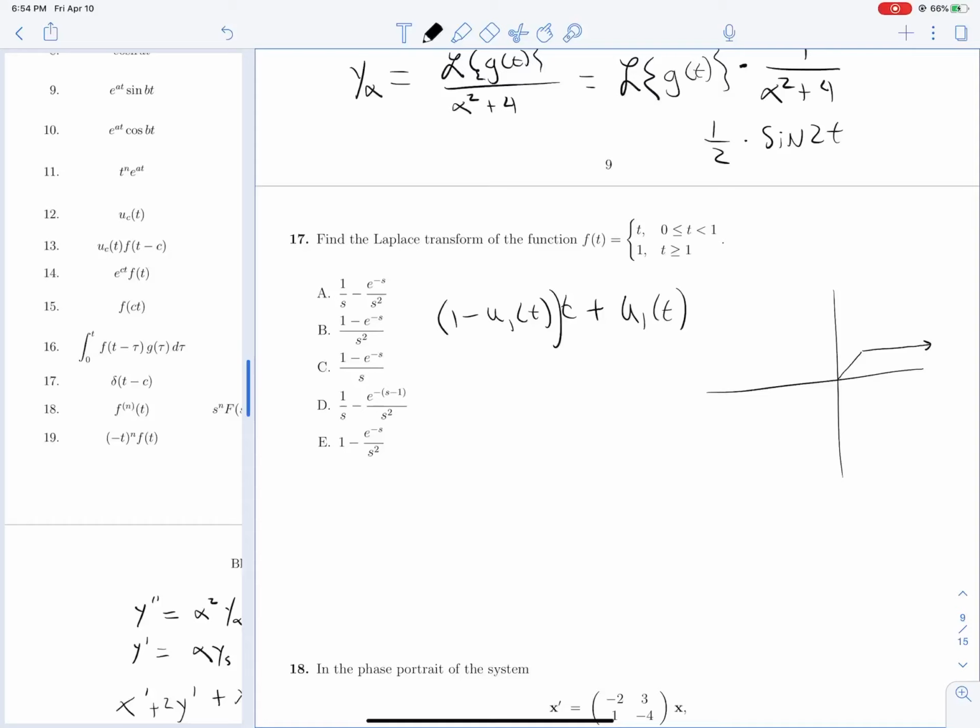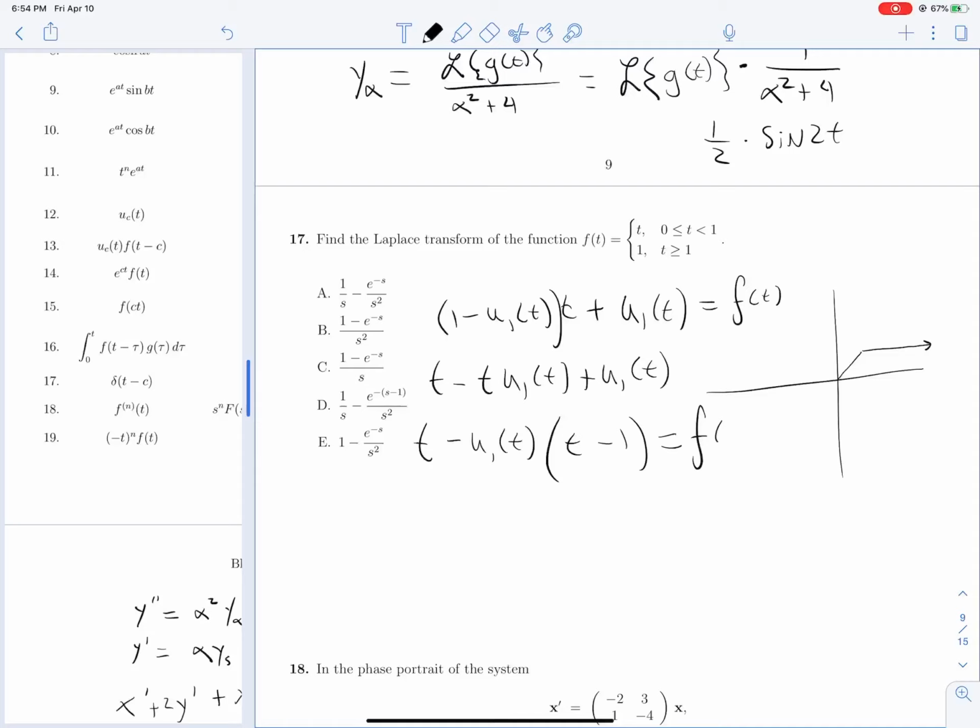So now that we kind of get what's going on conceptually, let's see if we can rearrange what we have here in our f of t to see if we can make some sense of how we're going to Laplace this guy. So we can expand things to t minus t u1 of t plus u1 of t. Let's factor a u1 of t out, we will have t plus u1 of t multiplied by t minus 1, and in order to do that I'll have to factor a negative 1 out here.